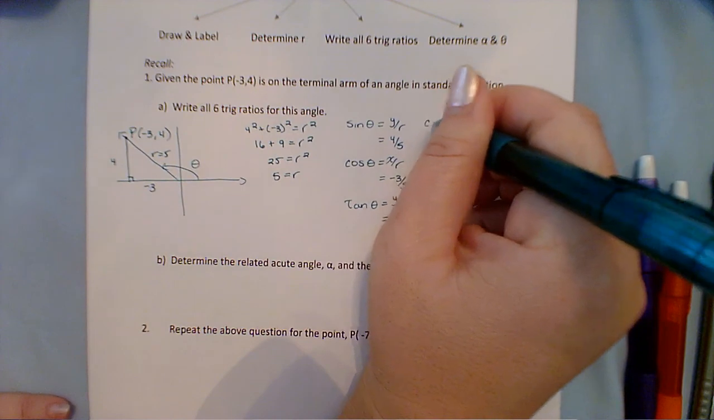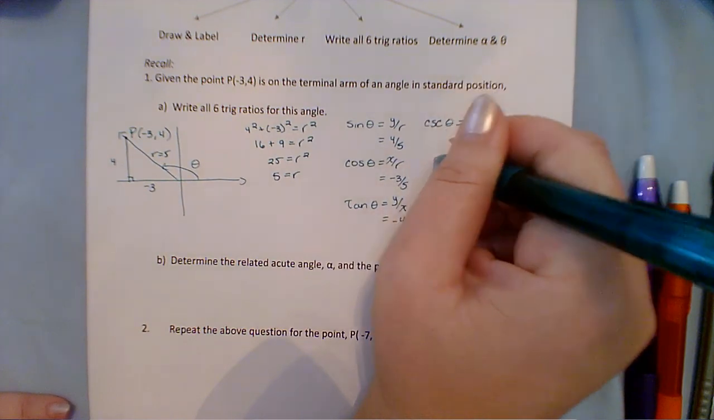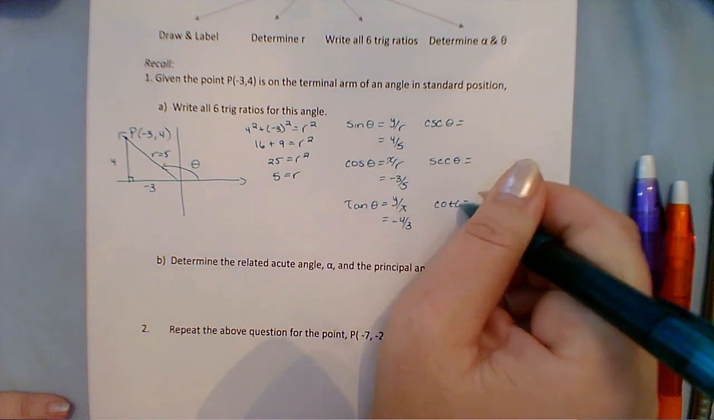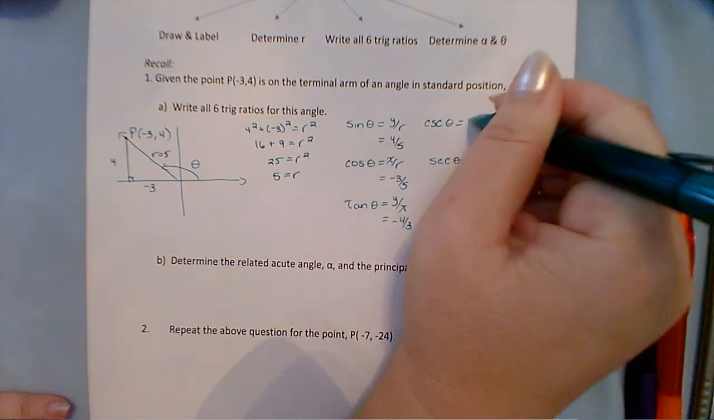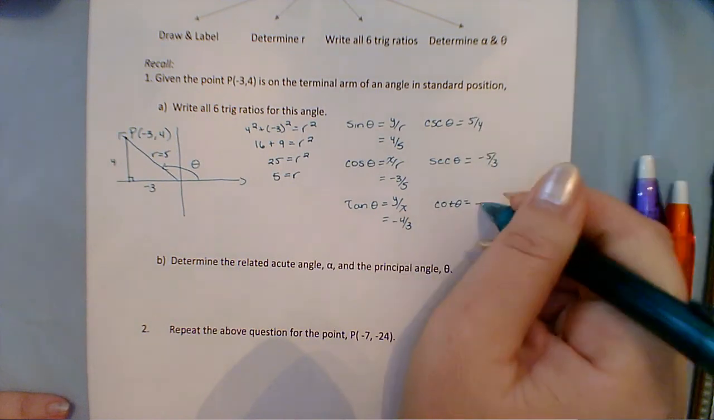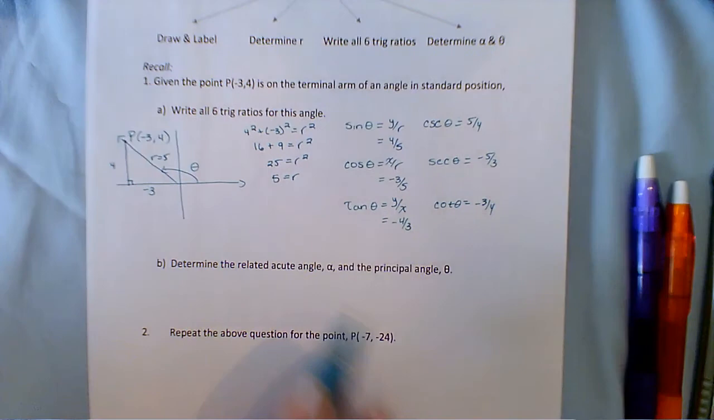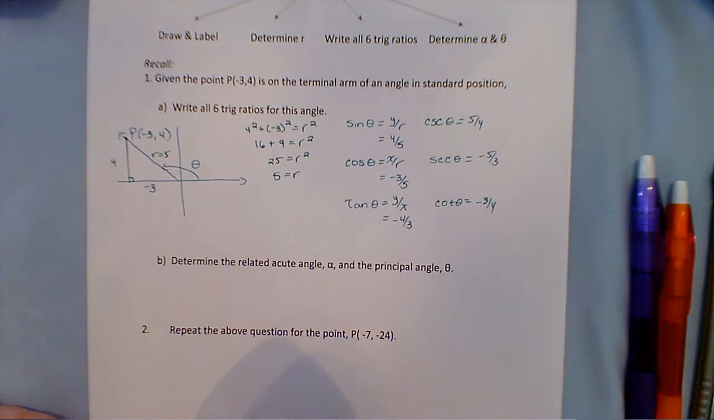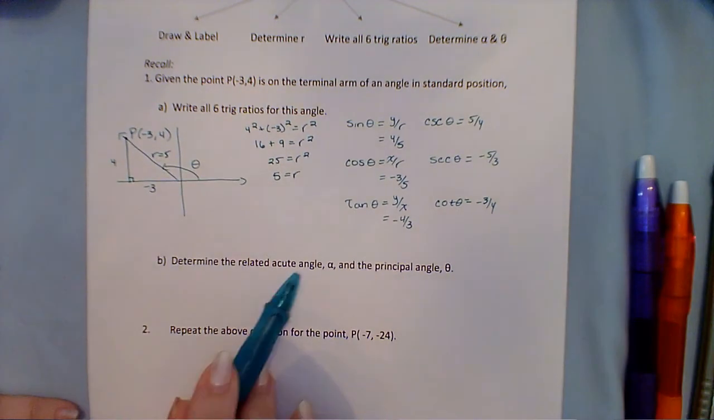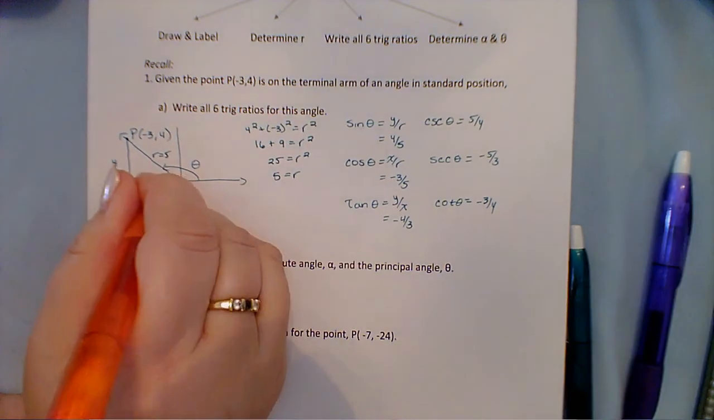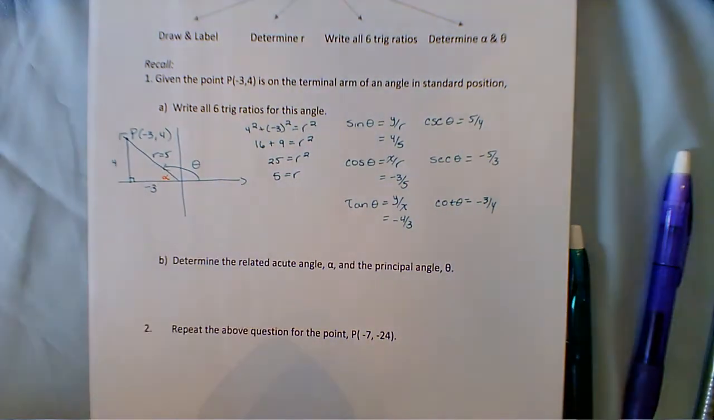This now helps us find cosecant of theta, secant of theta, and cotangent of theta. So we have 5/4, -5/3, and -3/4. Again, if it's negative, it stays negative. If it's positive, it stays positive. Flip the fraction. Nobody owns the negative in the equation. Determine the related acute. So you see that there's a little alpha guy in there to get to the x-axis.